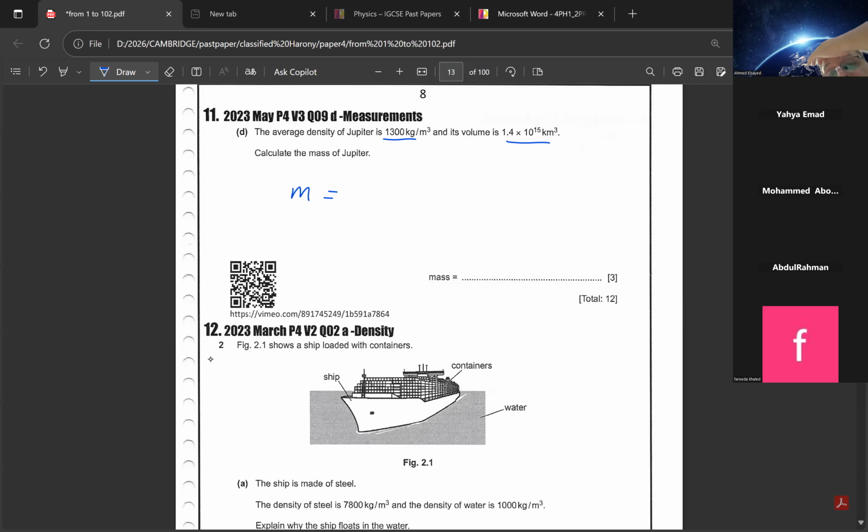Mass equals volume multiplied by density, and 1300 multiplied by 1.4 times 10 power 15. Okay, so what does mass equal?